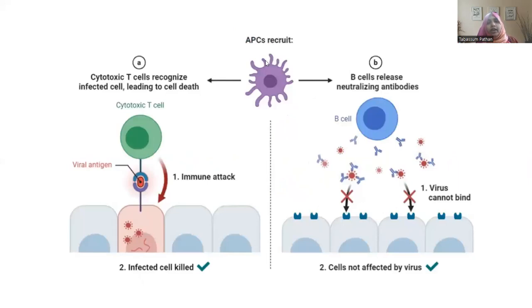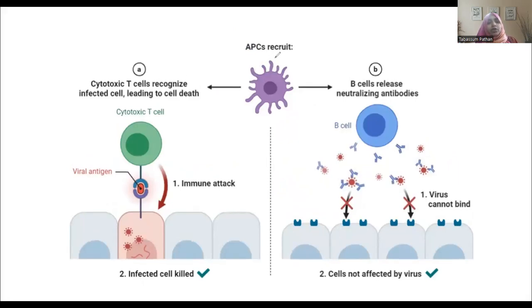So this is another picture of how the attack will happen. So this is your immune cell of cell-mediated immunity. So cytotoxic T cells recognize the infected cell, leading to cell death. Yes. So this cytotoxic T cell will recognize the viral antigen. Okay. And it will kill the infected cell directly.